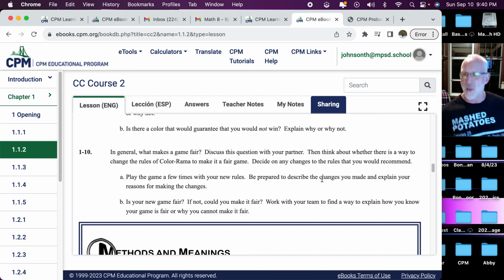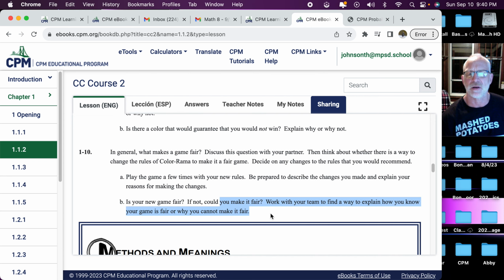And then we met as a group and we said, is there any way to change these rules to make it more fair? Some kids talked about adding more spins, or having different colors. And then we tried to determine, is the new game fair? And if not, how could they make it fair? And then they worked with their team.